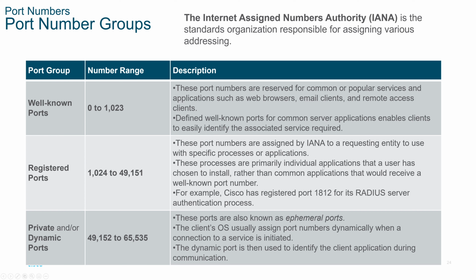The registered ports are port numbers that are assigned by IANA to a requesting entity to use with specific processes or applications. These processes are primarily individual applications that a user has chosen to install rather than common applications that would receive a well-known port number. An example of a registered port would be the Cisco registered port 1812 for the RADIUS server authentication process used by Cisco devices.